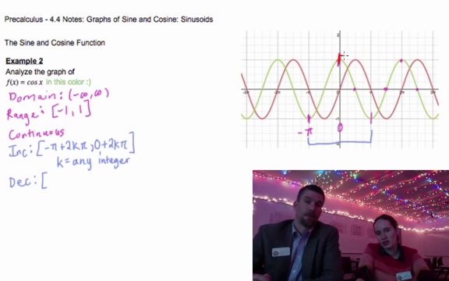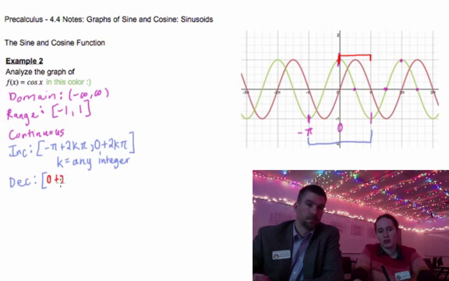Right. So now we're decreasing from 0 to pi, as that's just one interval where we're decreasing, but it's going to happen again every 2 pi. So we can say from 0 plus 2k pi, comma, pi plus 2k pi.